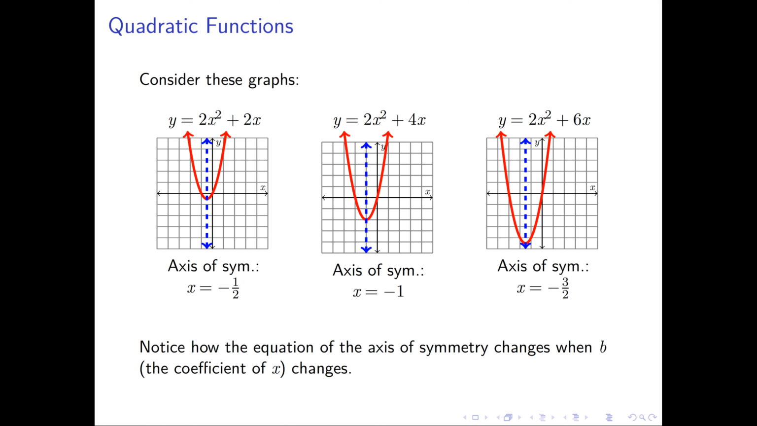When the coefficient of x equals 4 in the middle graph, the axis of symmetry moves to the left a bit and is now at negative 1. And in the third graph, when the coefficient of x is 6, the axis of symmetry again moves to the left. So from this we can see that that coefficient of x has an effect on the location of the axis of symmetry.